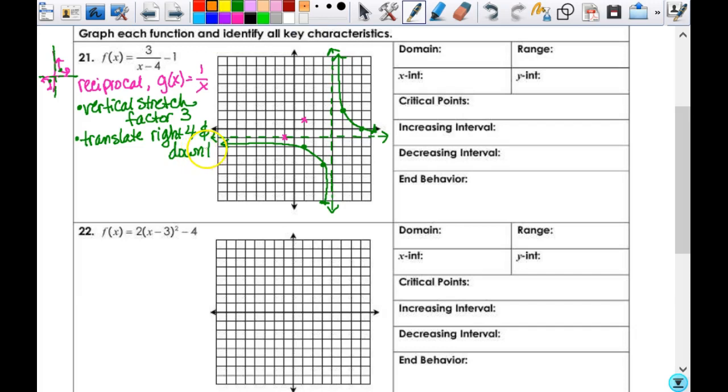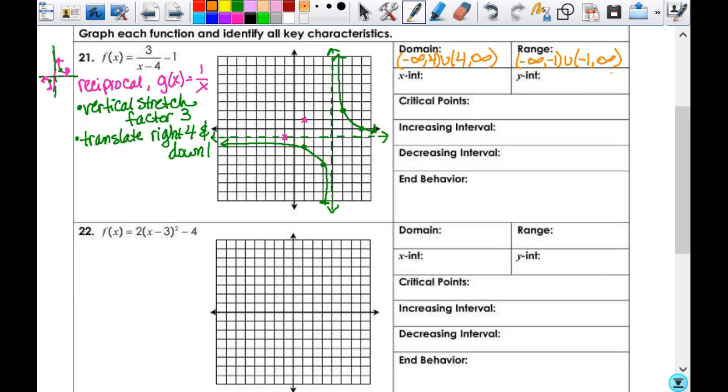My domain, the x's go from negative infinity to 4, and then I pick back up and go from 4 to infinity. Domain and range and stuff, you still need to be doing those in interval notation. Range, I go from negative infinity, and it stops here at negative 1, and then I pick back up at negative 1 and go to infinity.